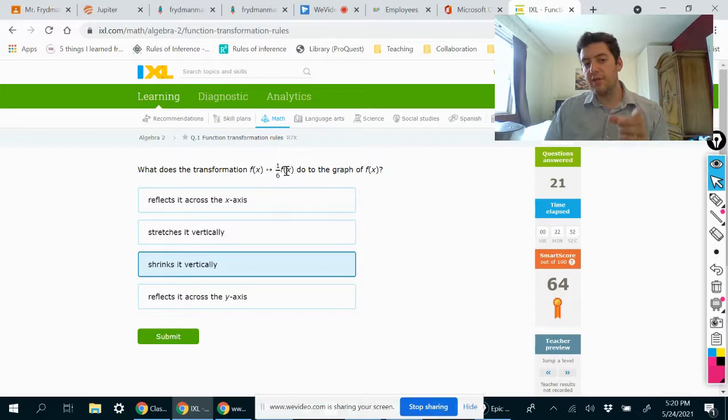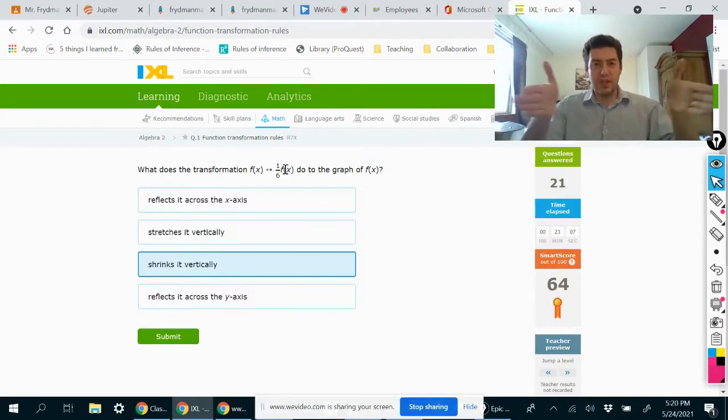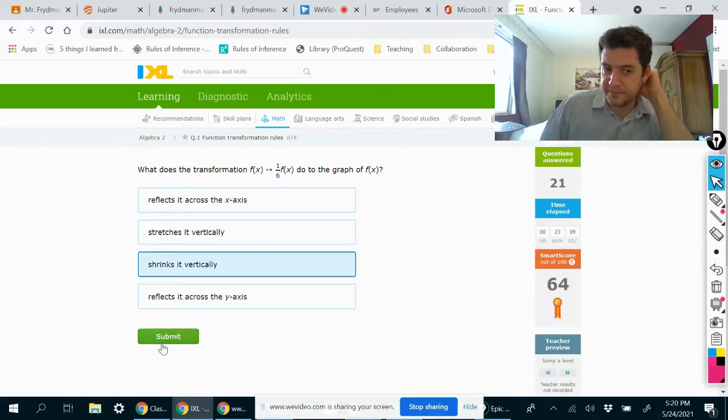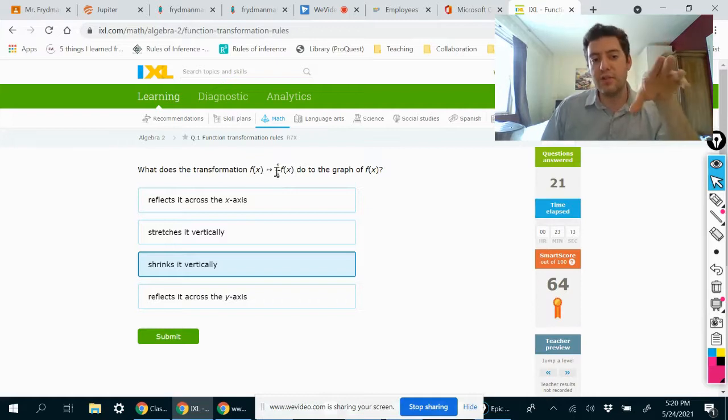Inside the argument, if we had a number that was less than 1, that would stretch it in the horizontal direction. If we had a number which was greater than 1 inside the argument, then that would shrink it in the horizontal direction. Okay, but here we had a number less than 1 on the outside. That's going to shrink it vertically.